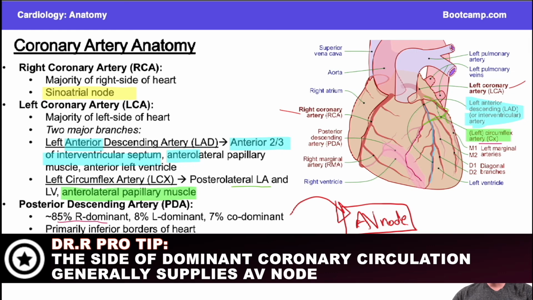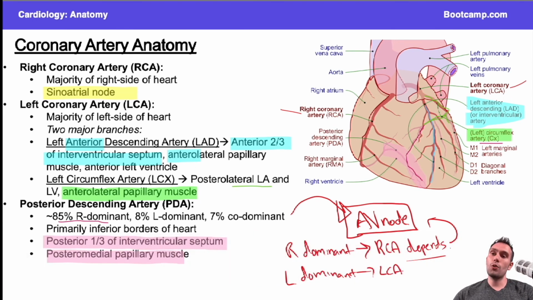So if the patient is right dominant, you can put your money on the right coronary artery supplying the AV node. However, if the patient is left circulation dominant, then you would pick the left coronary artery as your primary vessel supplying the AV node. So just keep that in mind. That's a concept that comes up that's confusing for some people.